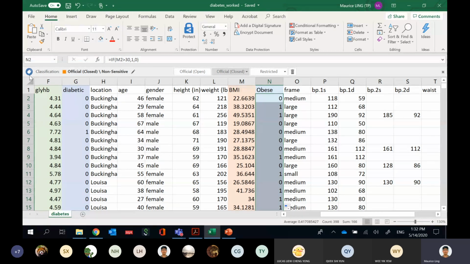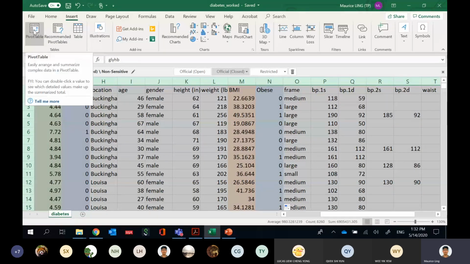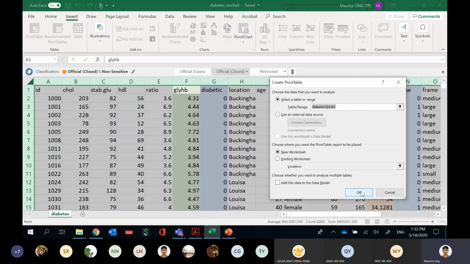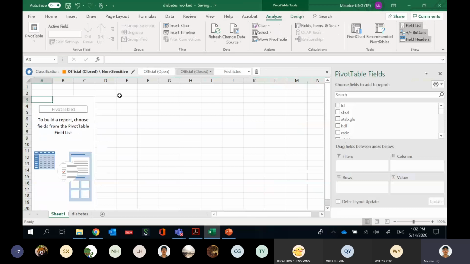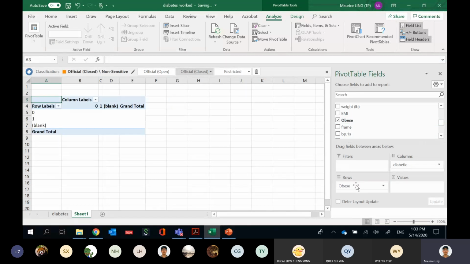What I want is a pivot table. I will highlight every one of the cells. I go to insert, pivot table. This is what we did in the last practical. Okay. So for your pivot table, you go to another sheet. So we bring this over. So now what I want to do is this. Since my diabetic is in the columns, I pull down my diabetic to the columns. So it's 0 and 1. Then I pull my BMI or obese into the rows. So I get this.